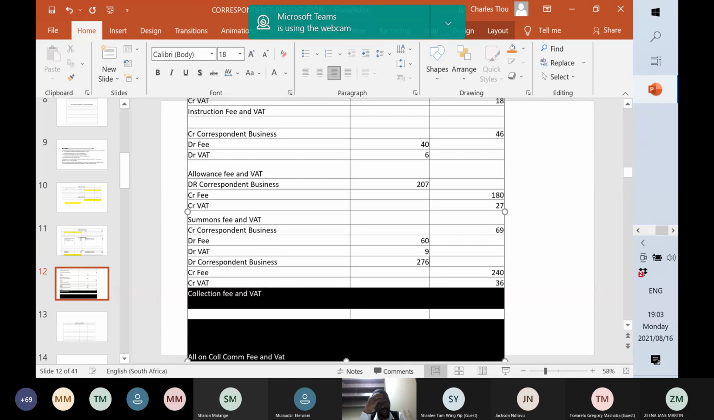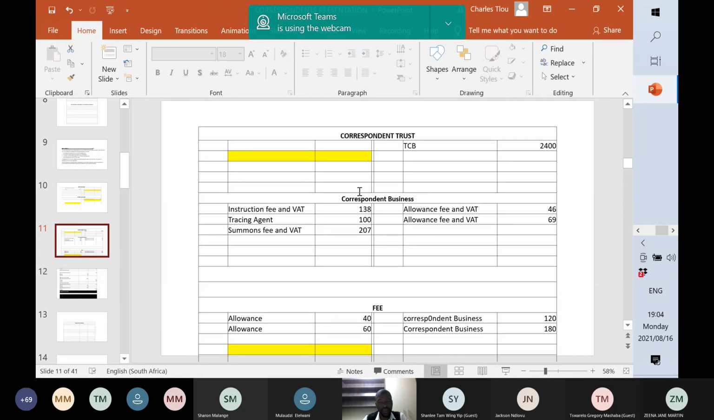Now, as it is, you proceed to your ledgers. It says here, debit correspondent business 276. Let's go to correspondent business and debit. This correspondent business here, they say debit here, your collection fee. And then you say, how much is it? 276. Debit correspondent business 276.